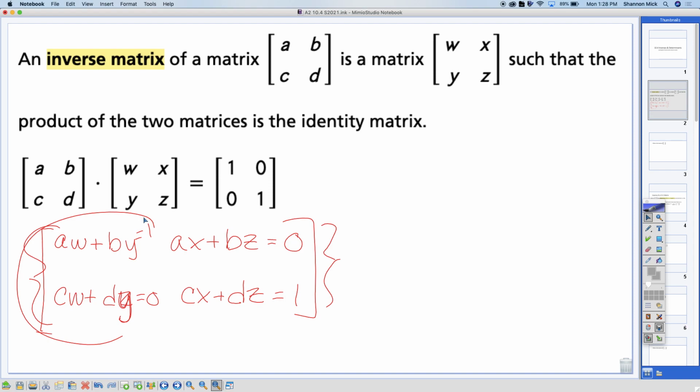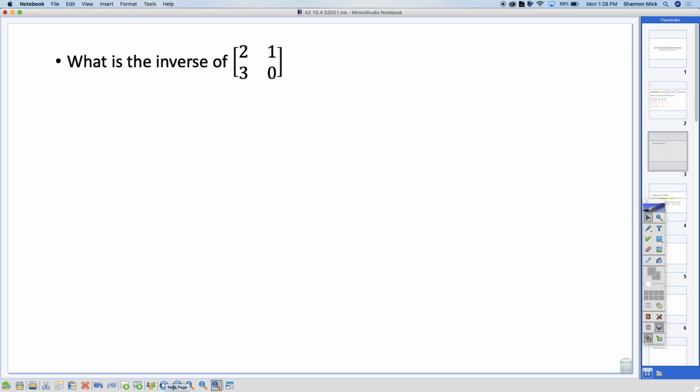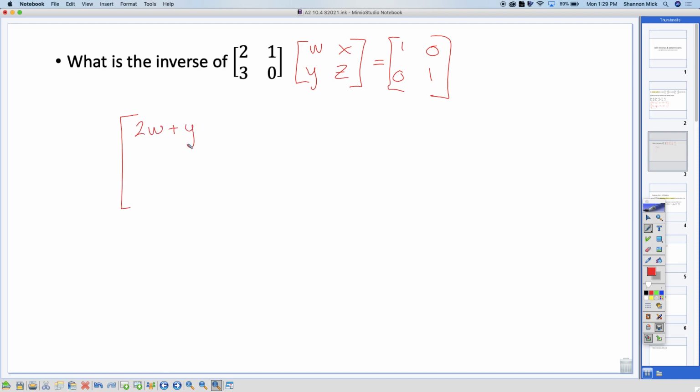Okay, everyone ready? So, what is the inverse of 2, 1, 3, 0? We have to multiply that times W, X, Y, Z and get what? 1, 0, 0, 1. So that would be 2W plus Y equals what? 1. That has to equal 1, doesn't it? And 2X plus Z has to equal what? 0.